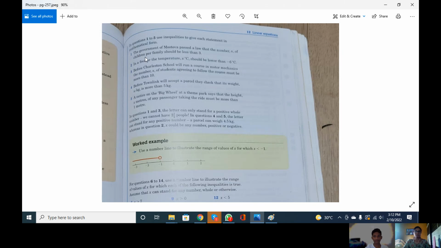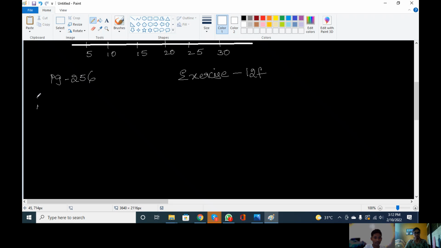Let's read the first question. The government of Moldova passed a law that the number n of children per family should be less than 3. So each and every family should have less than 3 children only. Children are represented with the letter n. So what is the n value here? The n value is less than 3. The number of children should be less than 3 in each family. So that can be represented like this.